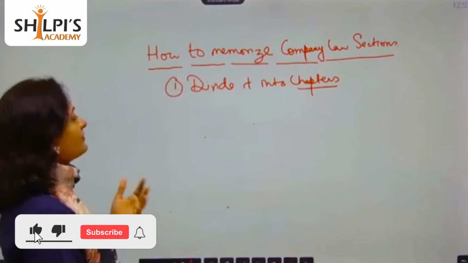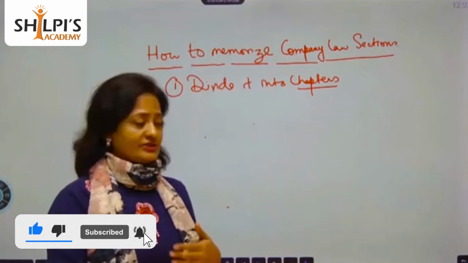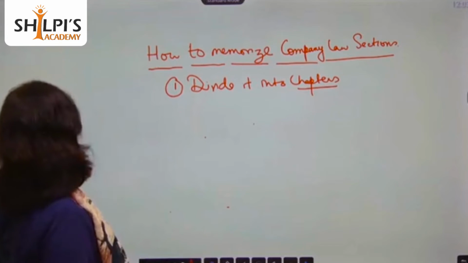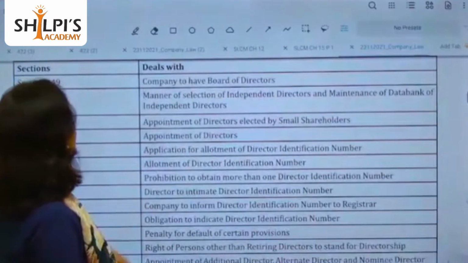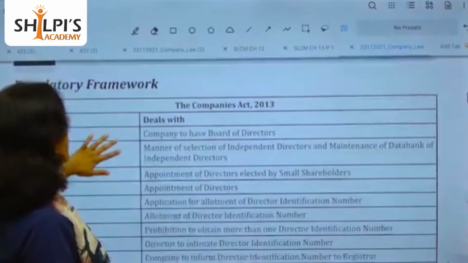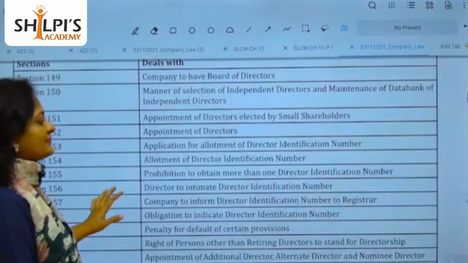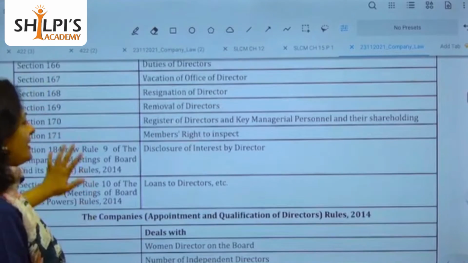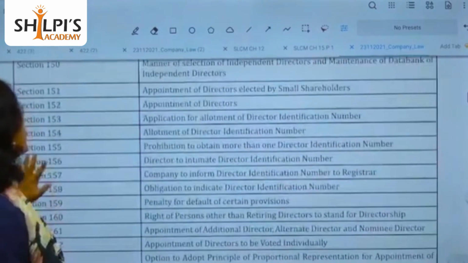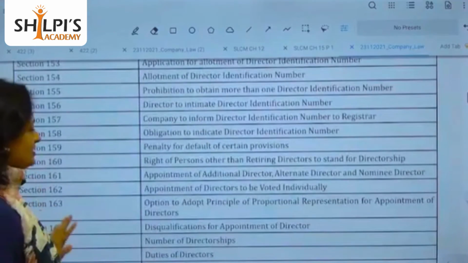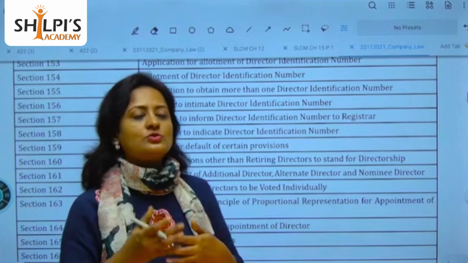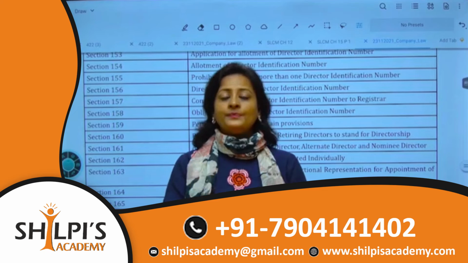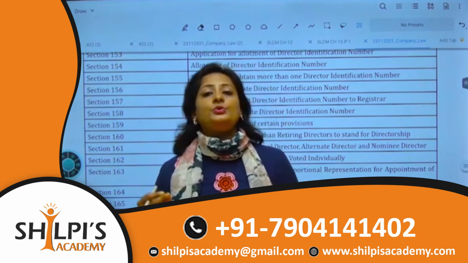So let's take a look. Now for the CS students, their chapter arrangements are different. Say for example, this is chapter 16 for the CS students. That is your directors. This starts from section 149 and it goes on to section 171, right? So from section 149 to section 171. So if there is any question which is related to directors, then you know that it is between sections 149 to 171. So you have to divide the sections according to the chapter numbers.